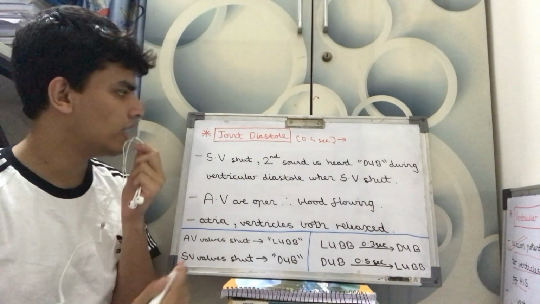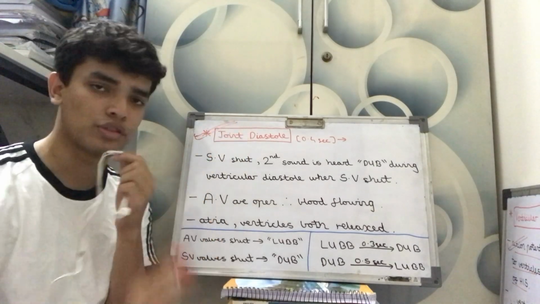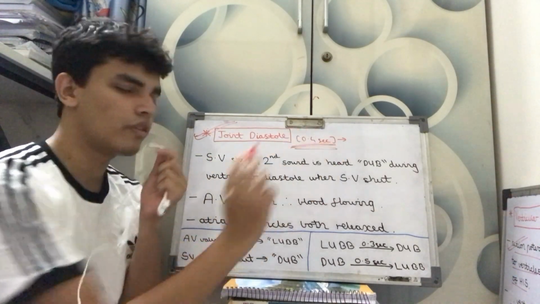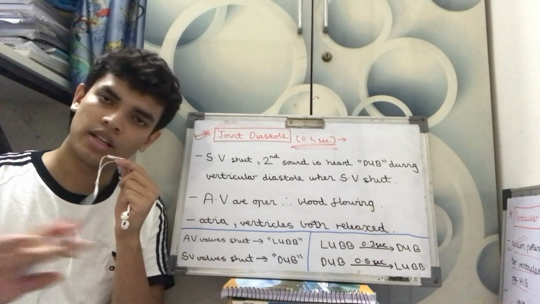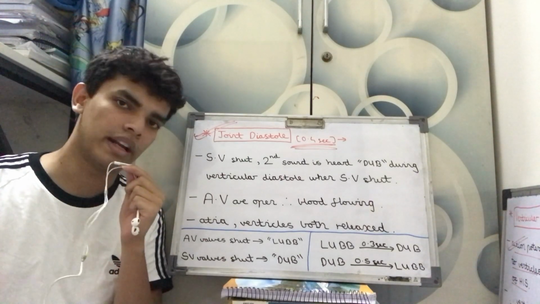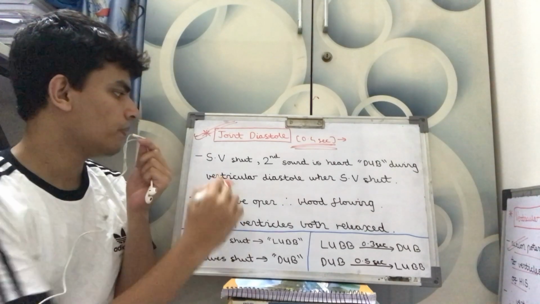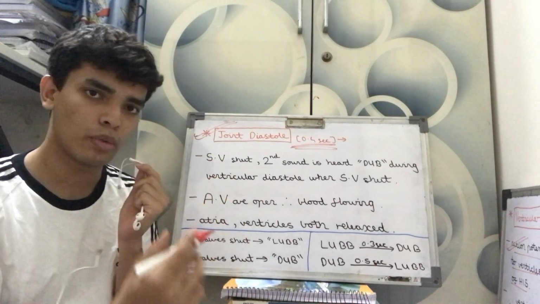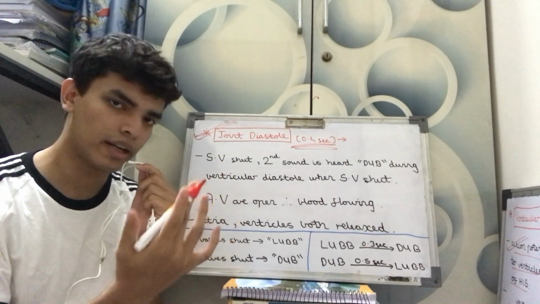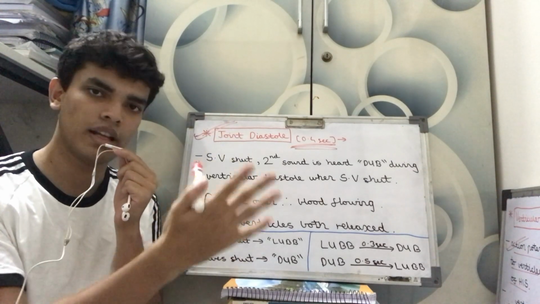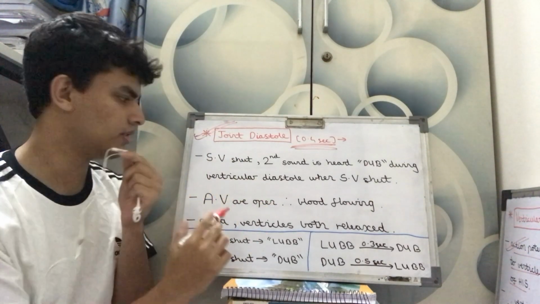Okay, now let's start with joint diastole. Joint diastole is the longest of all. It is of 0.4 second. In joint diastole, both the atrium and the ventricle relax, or remain in the diastole phase. I read some of these points before the start of atrial systole. I told you it is a cycle, so the same applies here as well.